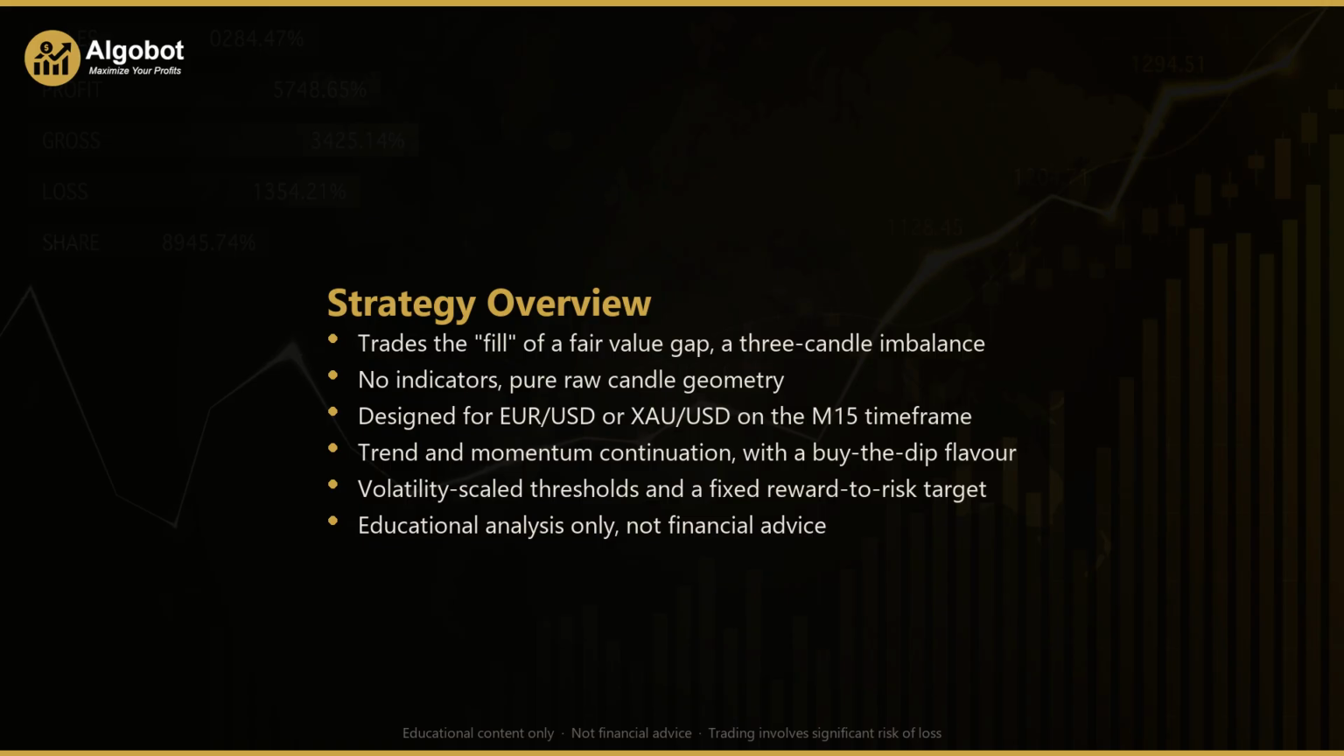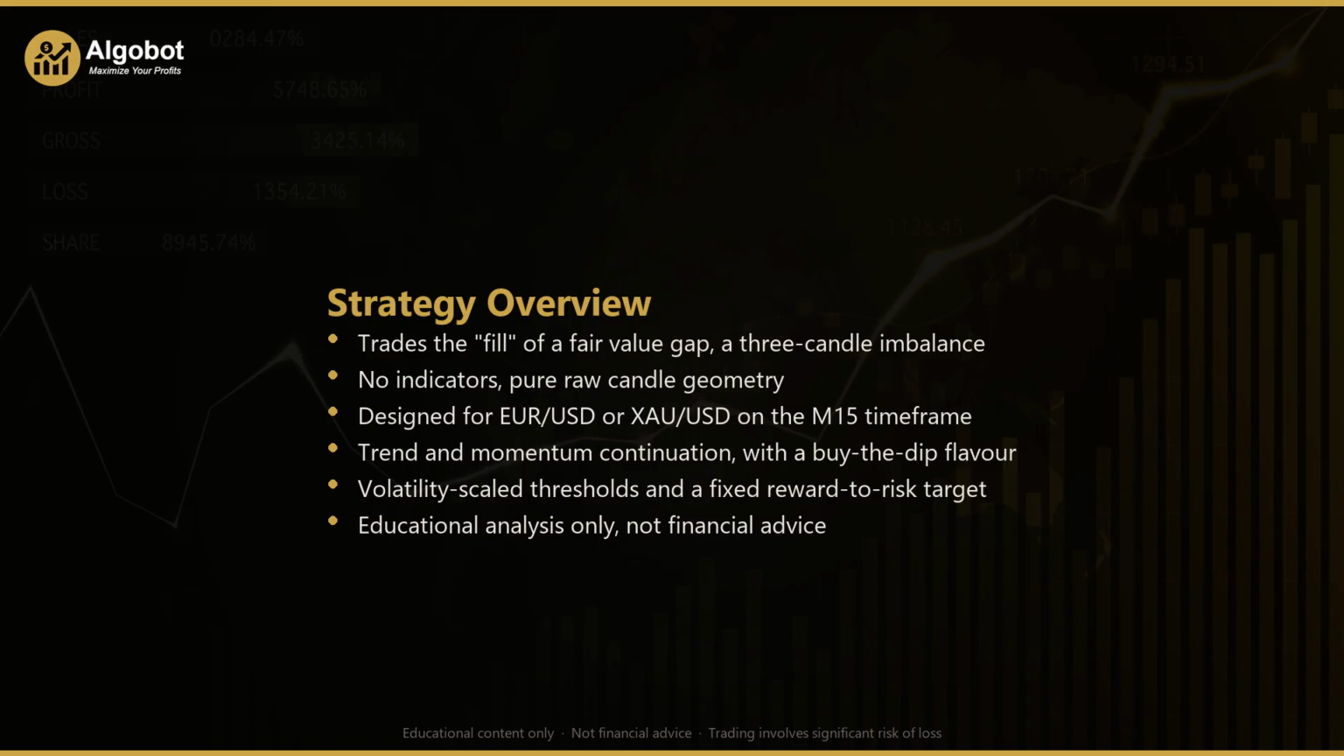This strategy was designed primarily for the euro versus the US dollar, or for gold against the dollar, on the 15-minute time frame. That said, the logic is built entirely from raw highs and lows, so it can be applied to any liquid symbol or time frame you prefer. There are no moving averages, no oscillators, and no lagging indicators anywhere in the code. The only average used is a simple mean candle range, calculated directly from recent highs and lows, and its only job is to scale the strategy's thresholds to the current level of volatility.